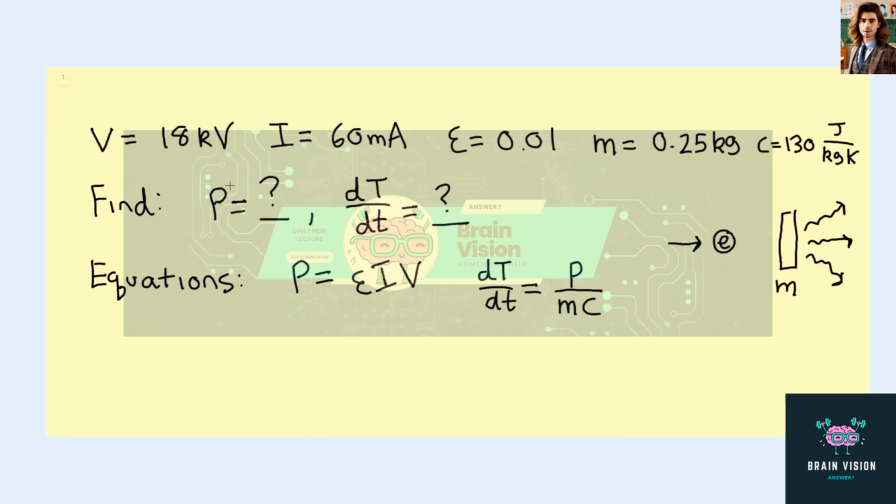So the equations we're going to use, the first one should be familiar to you. It's the power, which we can get from IV. In an electrical device, the energy per second would be the current times the voltage, P equals IV. And we have to include this little efficiency factor, epsilon, 0.01, to account for the fact that only a small amount of that electrical power is actually going into the X-rays.